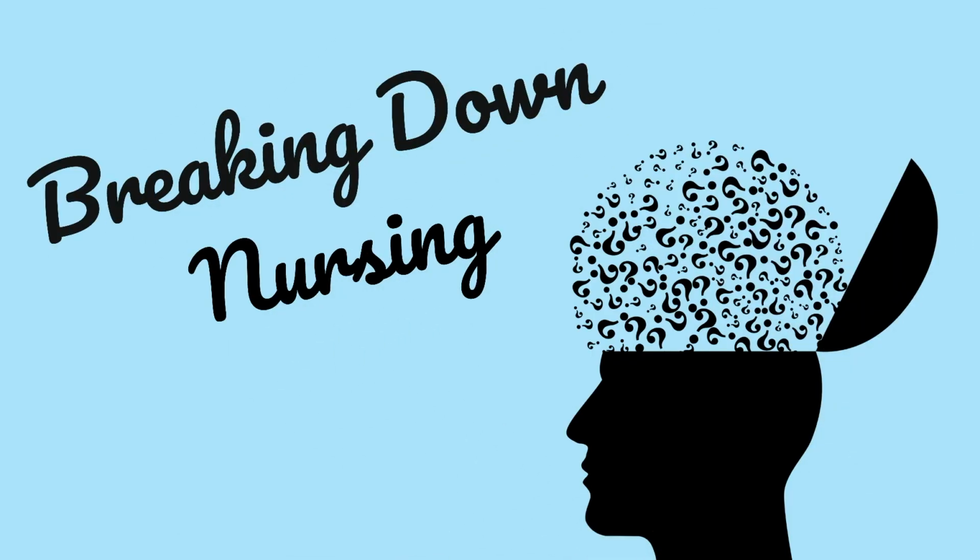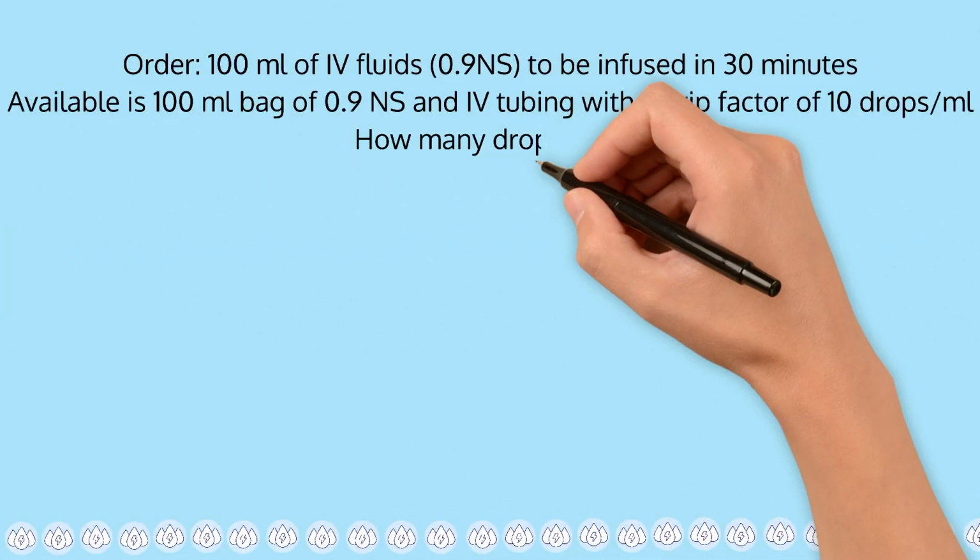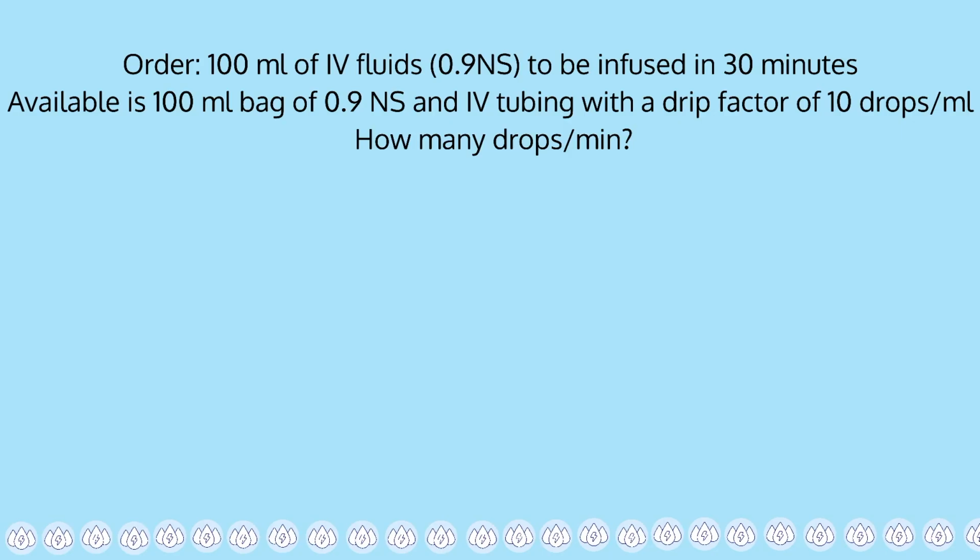So a lot of you have asked for drops per minute conversion questions. So let's dive into some. Our first question: order 100 mLs of IV fluids, 0.9% normal saline, to be infused in 30 minutes. Available is a 100 ml bag of 0.9% normal saline and IV tubing with a drip factor of 10 drops per ml. How many drops per minute?